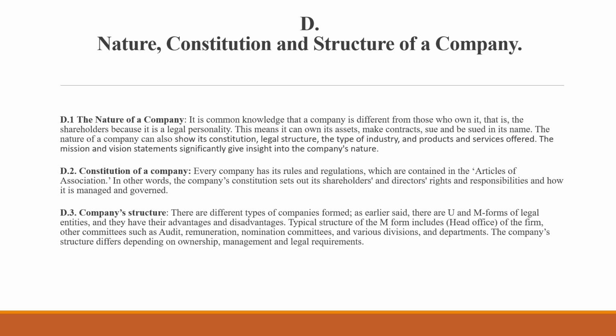Company structure. There are different types of companies formed. As earlier said in my previous task, there are U and M forms of legal entities, and they have their advantages and disadvantages. Typical structure of the M form includes the head office of the firm, other committees such as audit committee, remuneration committee, nomination committees, and various divisions and departments. The company's structure differs depending on ownership, management, and legal requirements.